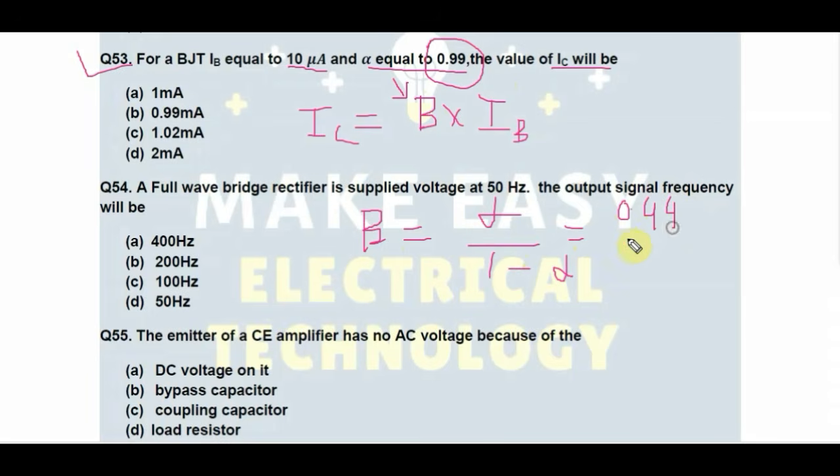0.99 divided by 1 minus 0.99. So that equals 99. So by putting this value, we will get beta into IB, that is 99 into 10 into 10 to the power minus 6. So this is equal to 0.99 milliampere. So option B is the correct answer.